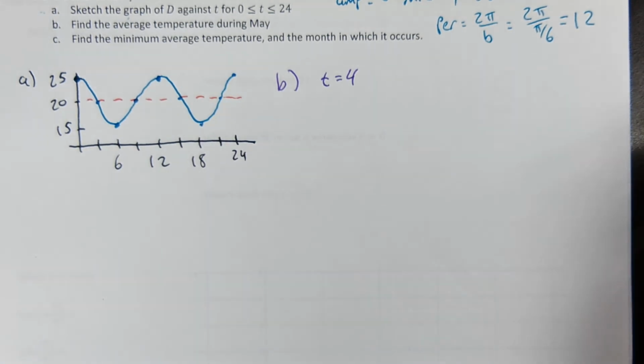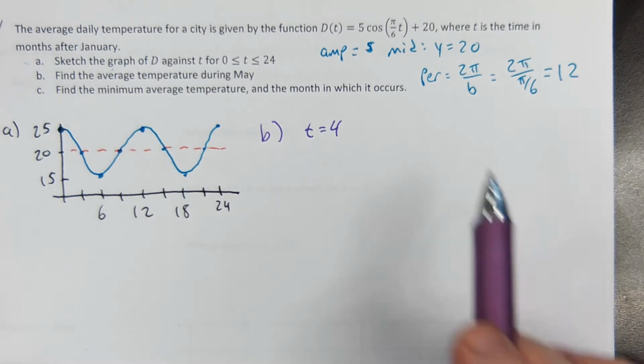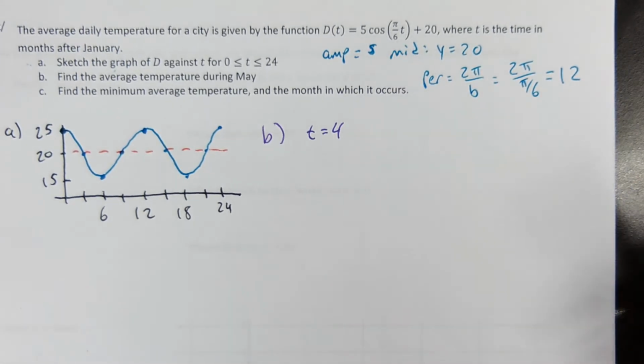So t equals 4. That's May. What we need to do is just plug in 4. I would say this is a calculator question. I mean, we could do it by hand. 4 over 6 is 2 pi over 3. We could evaluate this by hand if you had to, but I don't want to.